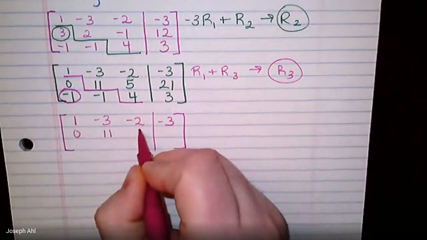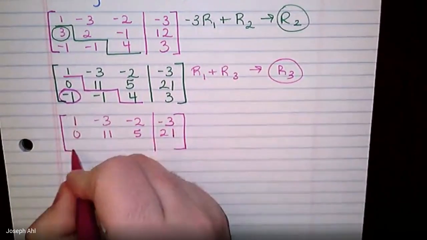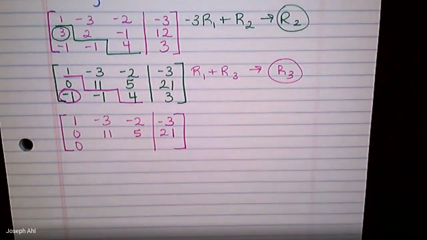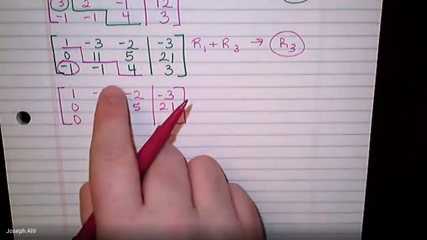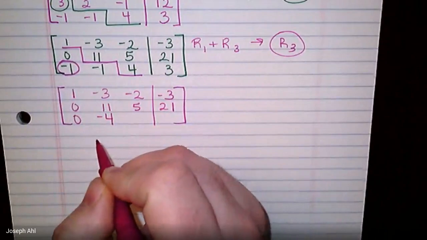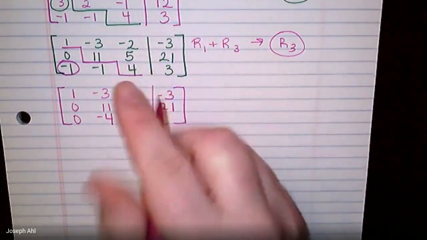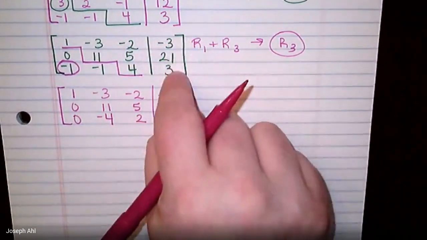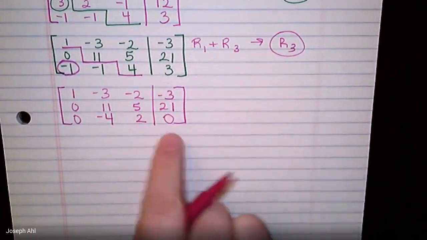Row 2 is not changing in this step, but the new row 3 will have a 0 there. That's good news. Add these: -3 plus -1, that's now -4 in this spot. -2 plus 4 is +2. -3 plus 3 is 0.